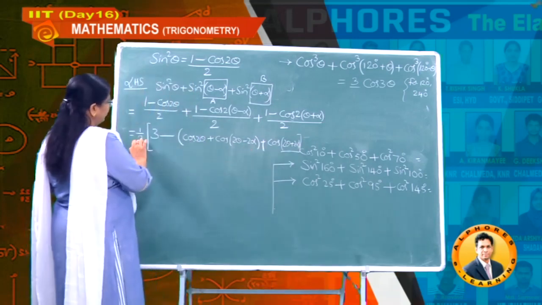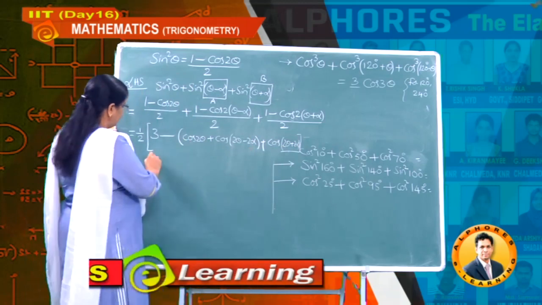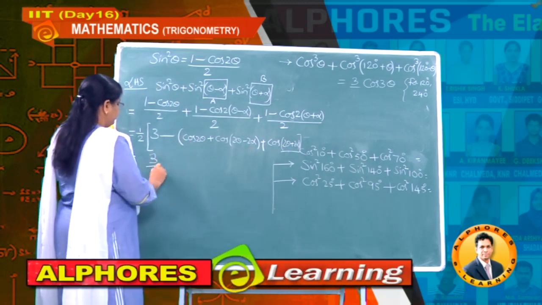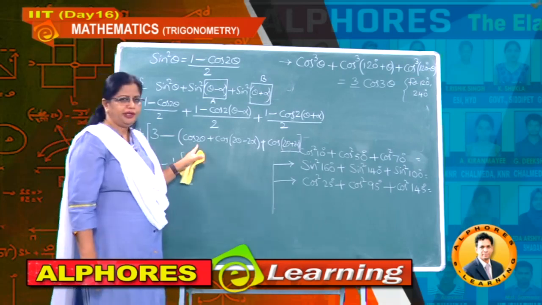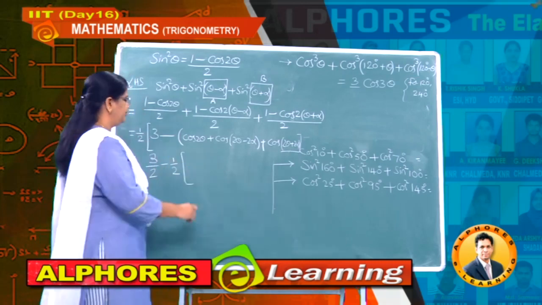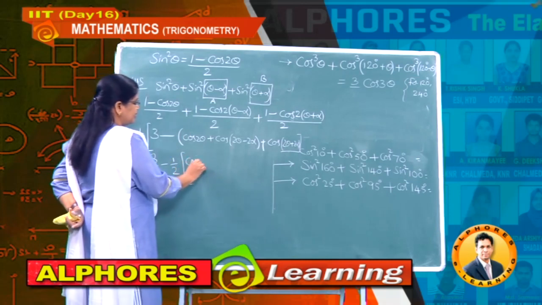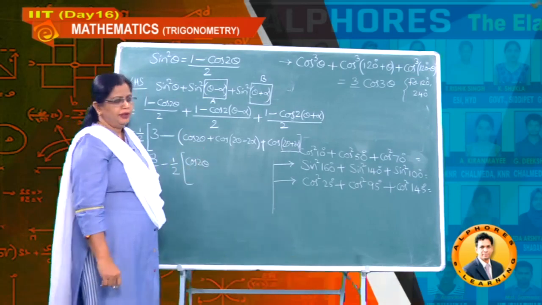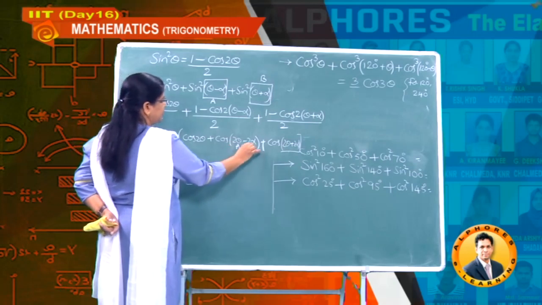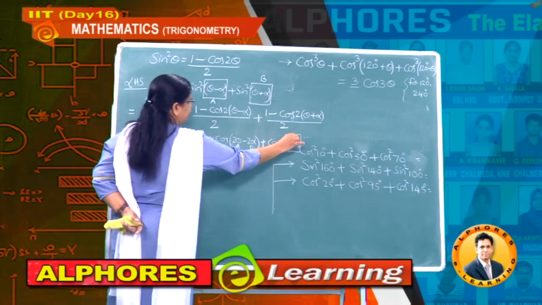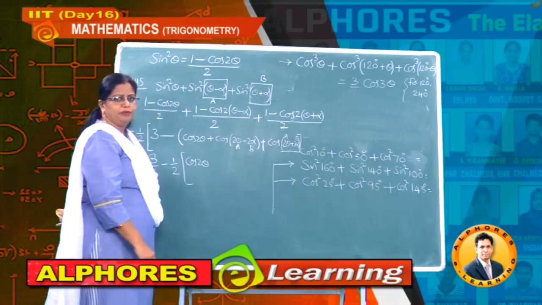Now this 1 by 2 I am distributing inside, so 3 by 2 minus 1 by 2 times, okay. This cos 2 theta I am not going to write in any other way, so let us put it as it is, cos 2 theta. And now students observe clearly, this is a minus b, then this would be a plus b, okay.